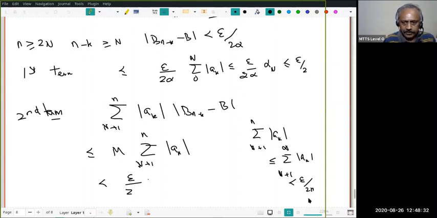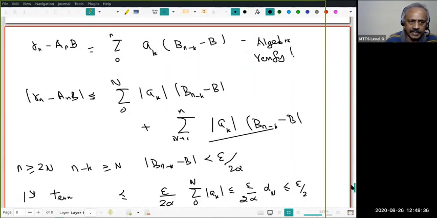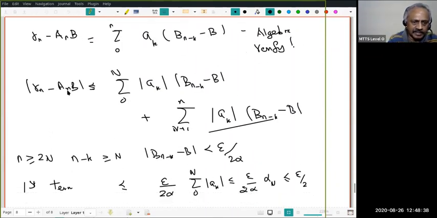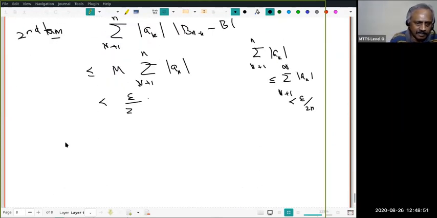So, I have proved the result. For all n greater than or equal to 2N, I have proved mod gamma n minus a b is less than epsilon, and hence gamma n converges to ab. Proof is over. Please go through that, refer to my book, to see how to write it carefully. But okay, let us stop sharing.